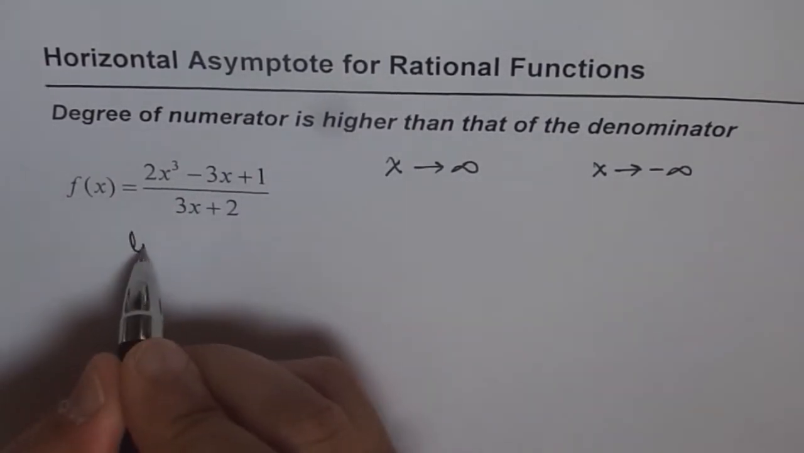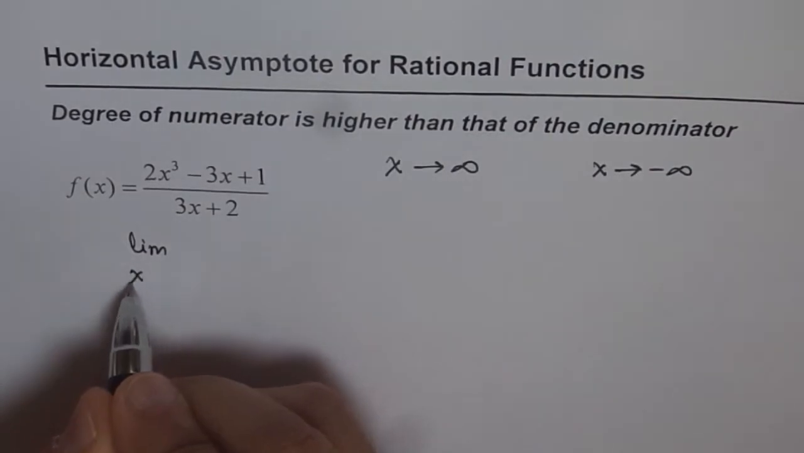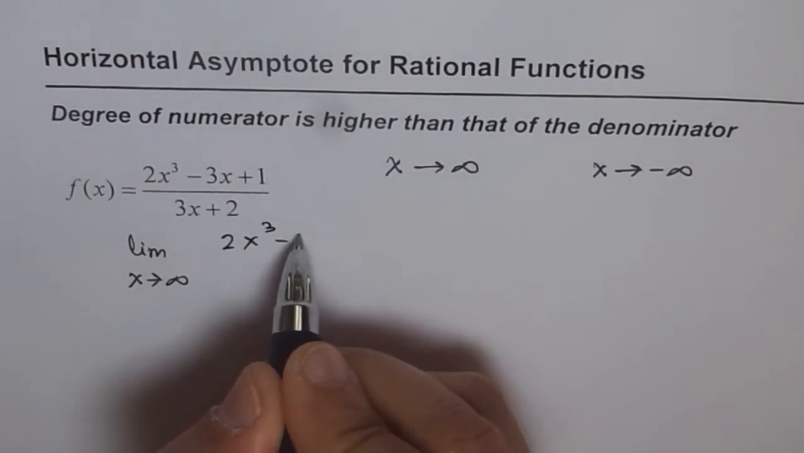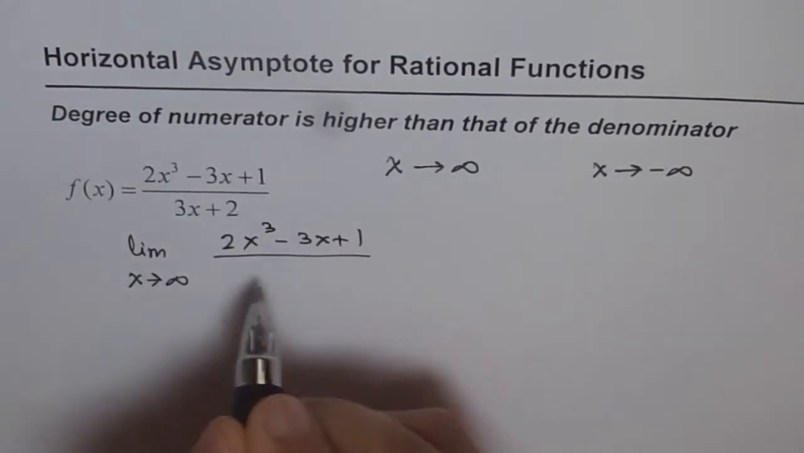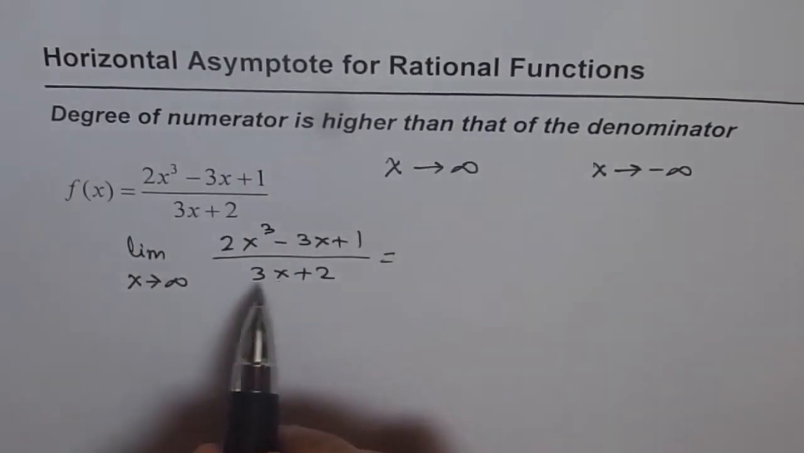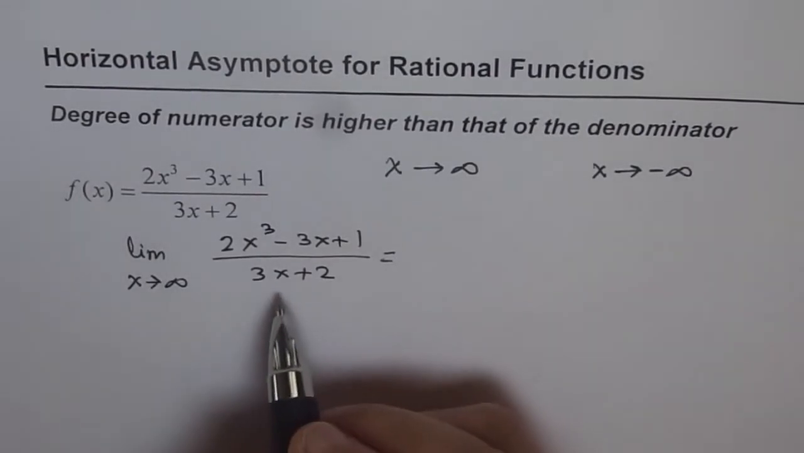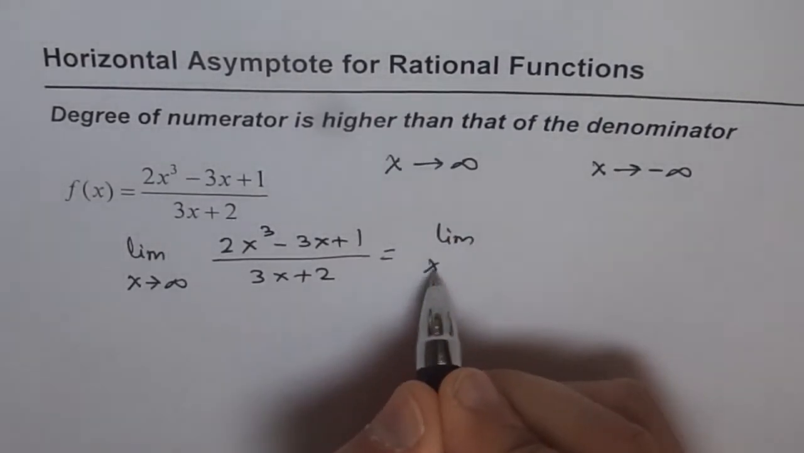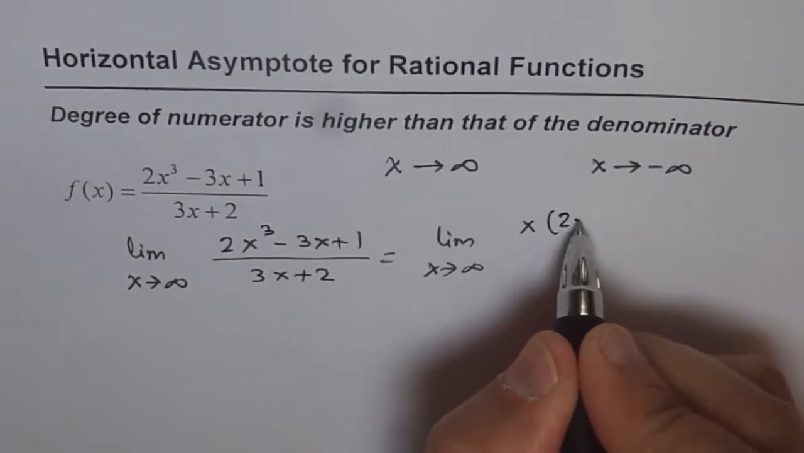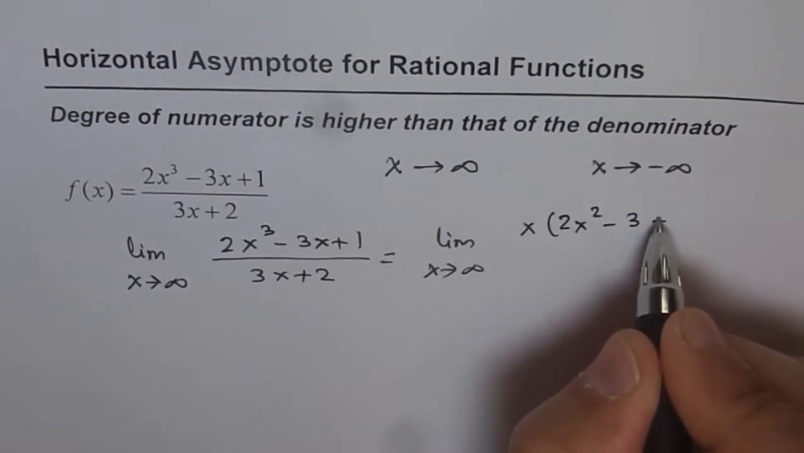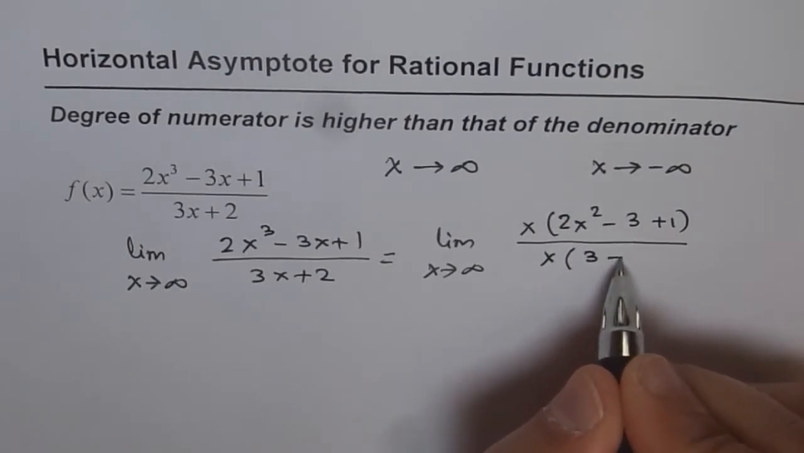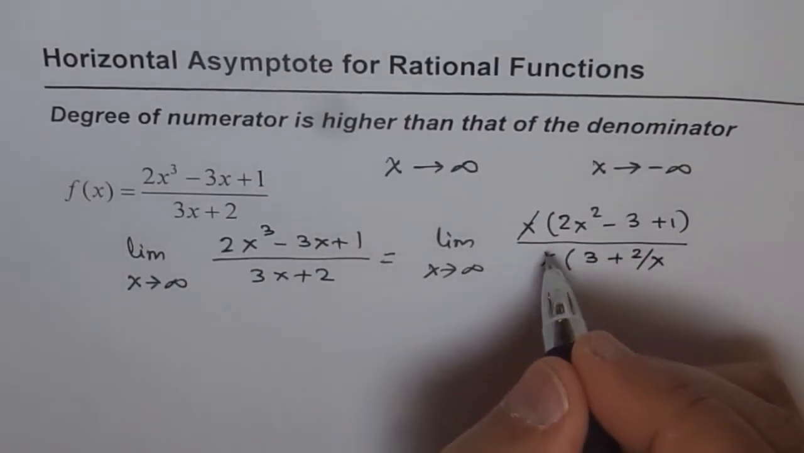So we have the limit of this function as x approaches plus infinity, and we can write down the function as (2x cubed minus 3x plus 1) over (3x plus 2). Now what we can do is factor out x from each, right? Then what do we get? The limit as x approaches infinity, and we factor out x only. So we get x times (2x squared minus 3 plus 1 over x), divided by x times (3 plus 2 over x). Now this x and x cancel out.